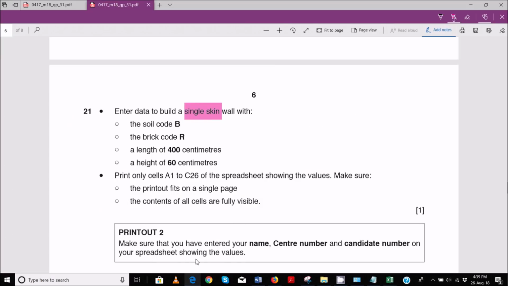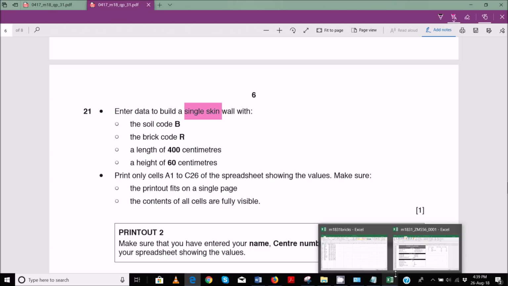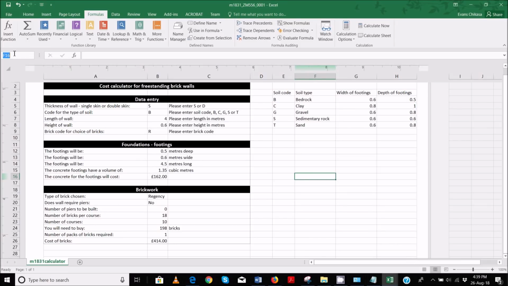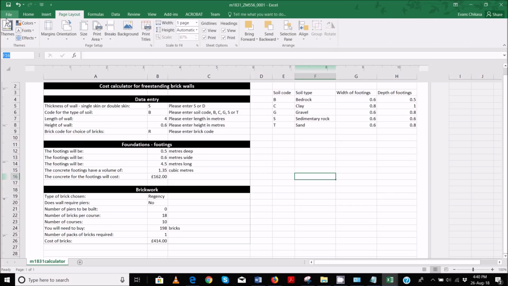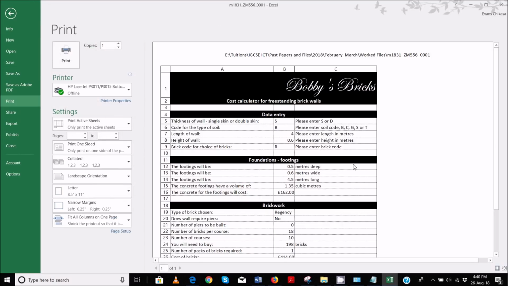Go back here. Print the cells only, showing A1 to C26 of the spreadsheet, showing the values. So let's go ahead and do just that. So that's A1 to C26. In fact, the print area is still remaining the same, so I don't need to change this. I just need to go to File, then Print, and it will remain the same.